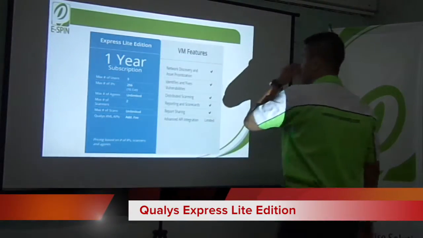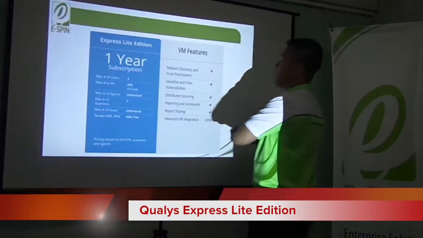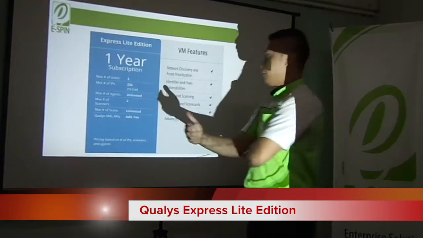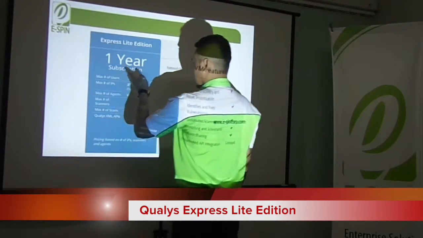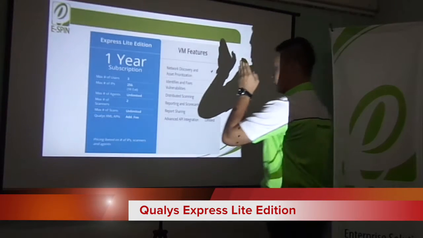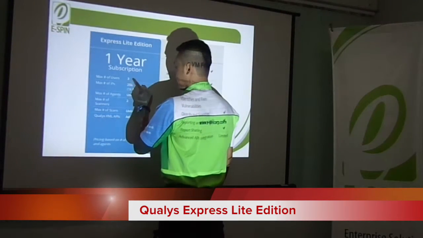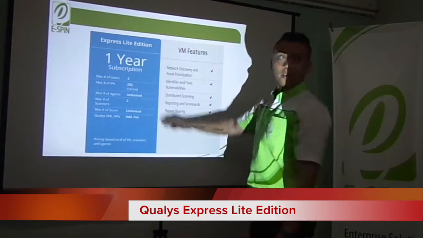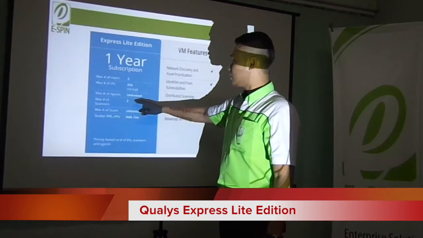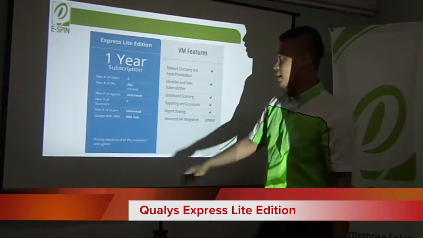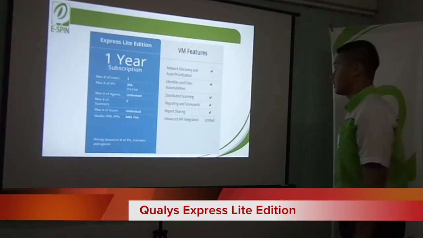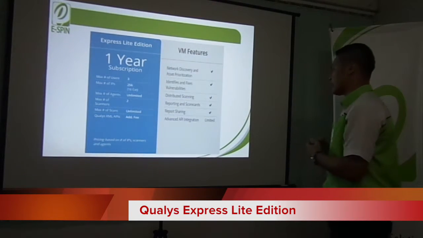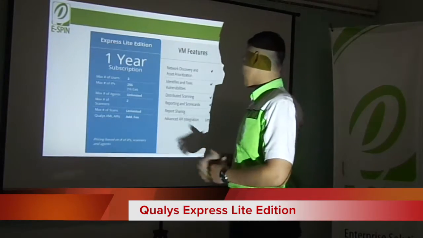Okay, let's take a look at the Express Lite Edition. For the Express Lite Edition, this is an example for a one-year subscription. You can see here the max of users is 3, and the IPs are 256. Agents are unlimited, and max of scanners is 2. Max of scans is unlimited, and the API is absolutely free. The features are network discovery, identify and fix, distributed scanning, reporting, report sharing, and advanced API integration.